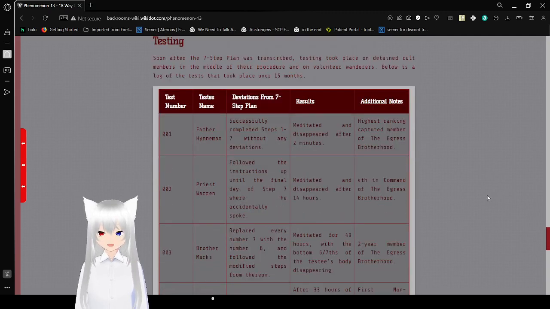Testing. Soon after the 7-step plan was transcribed, testing took place on detained cult members in the middle of their procedure and on volunteer wanderers. Below is a log of the test that took place over 15 months.